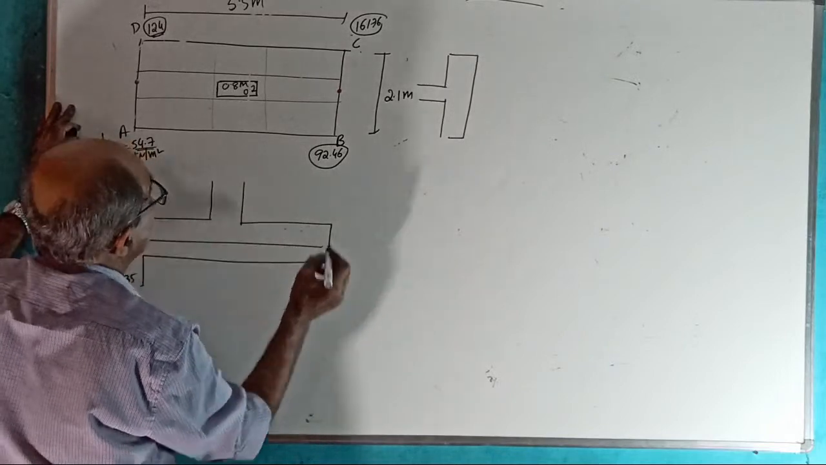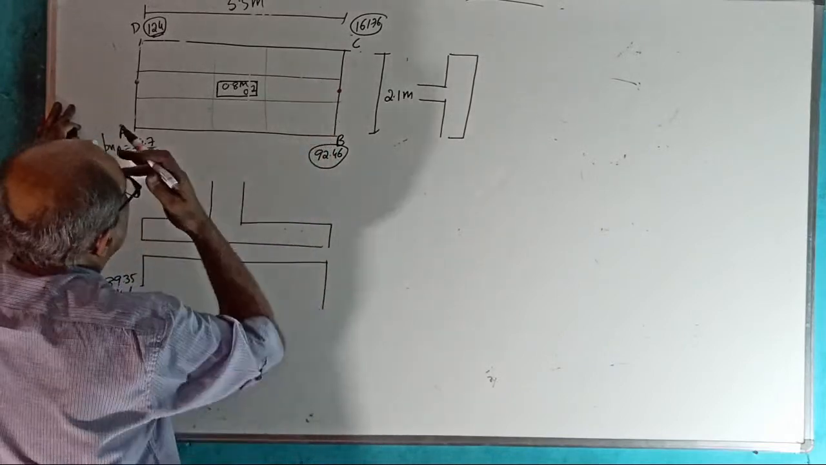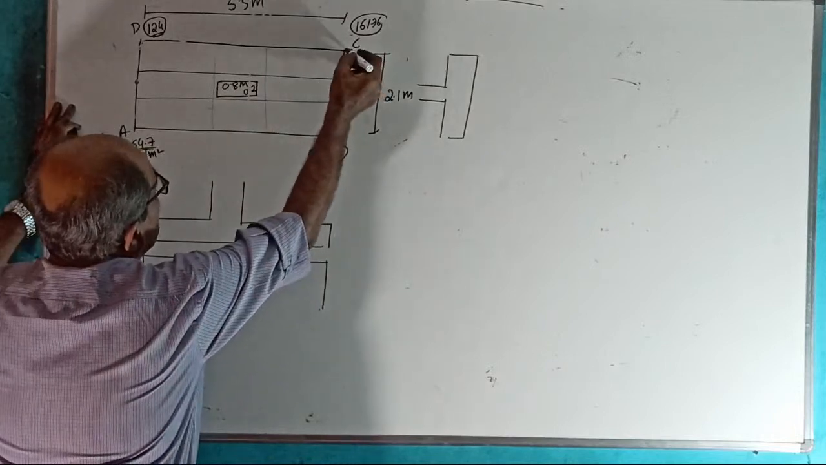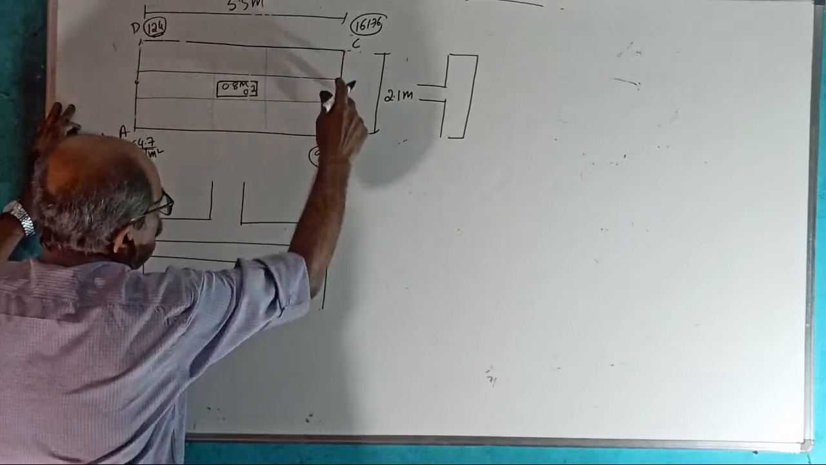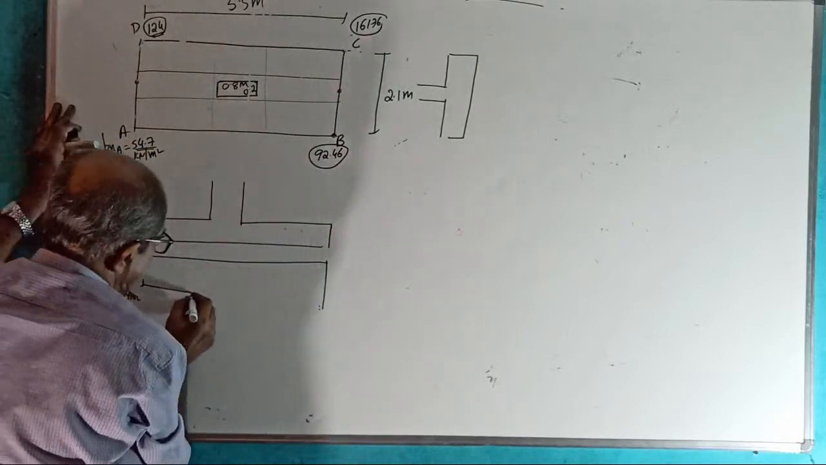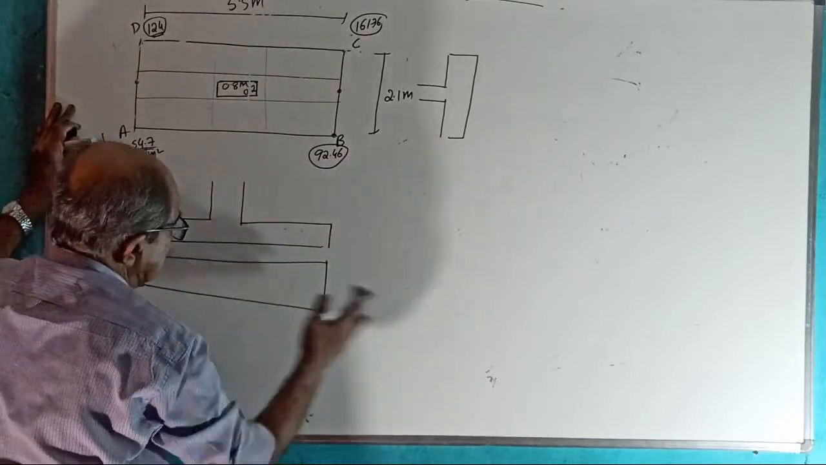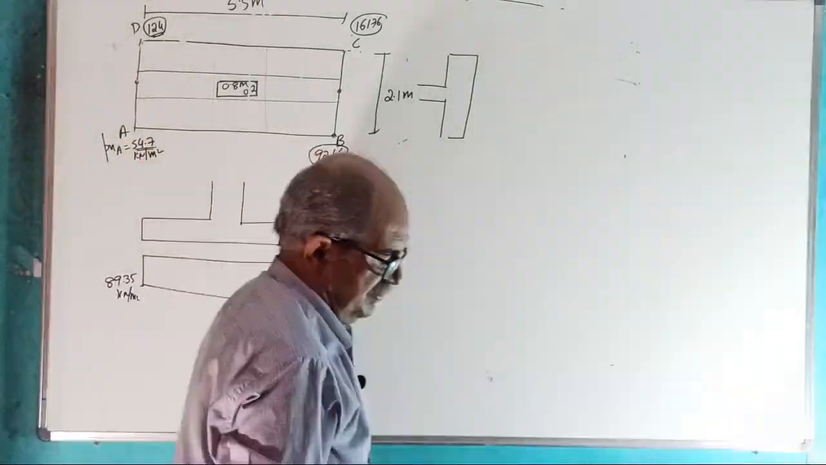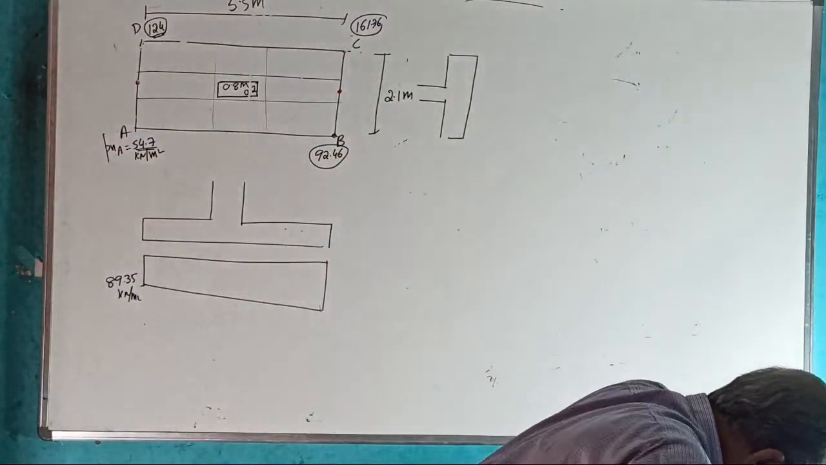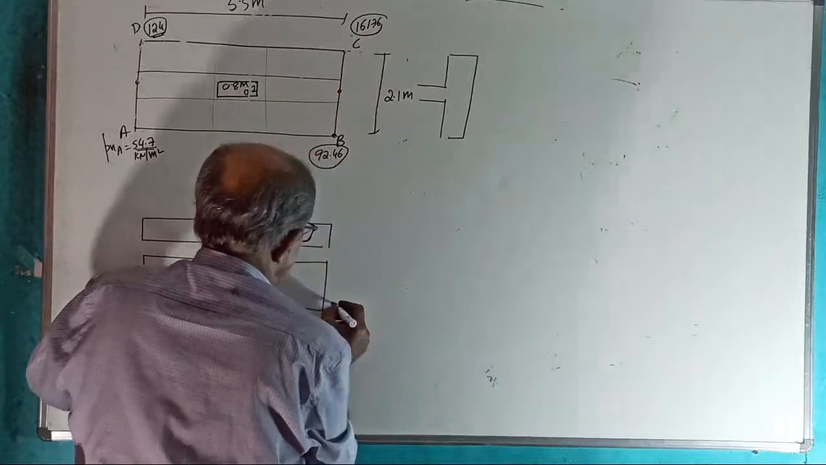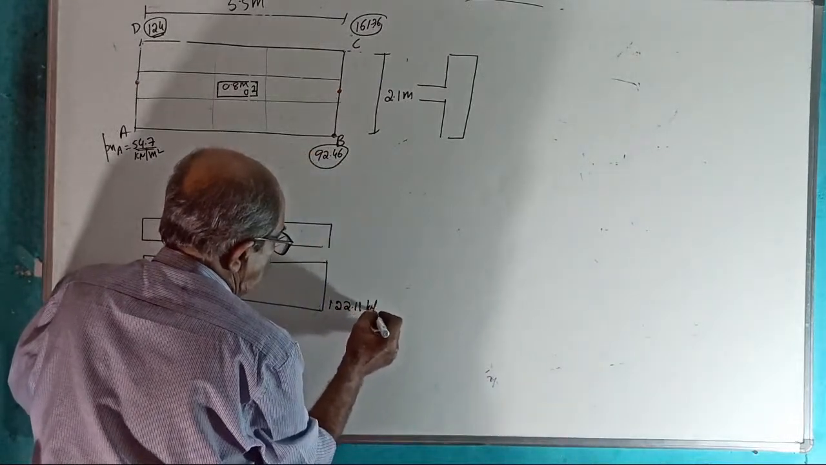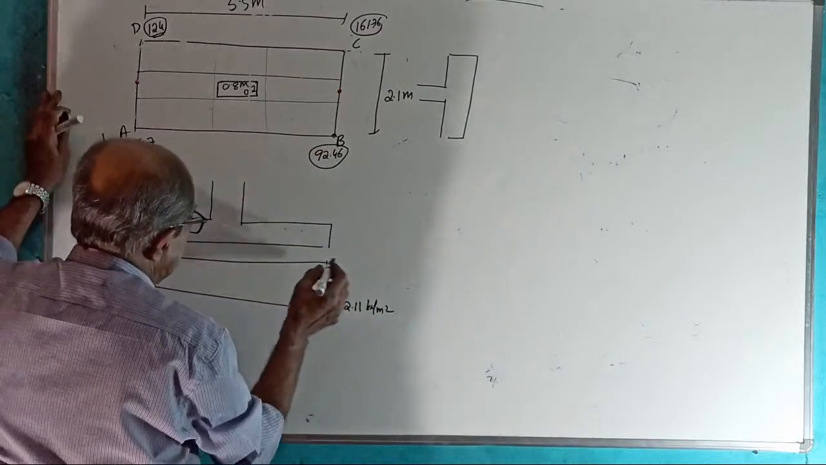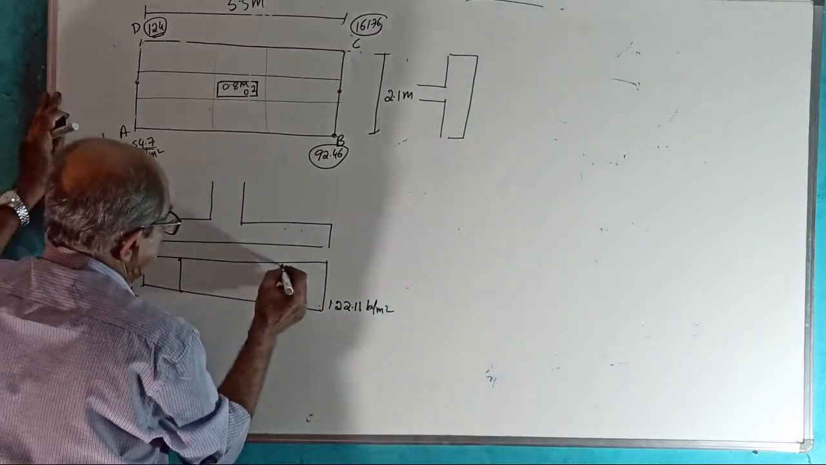And here pressure. How much? 161.76 plus 92.46 divided by 2. This is the pressure variation for lengthwise bending. This pressure, how much? 127.11. Those who are thoroughly studying understand. People who come suddenly and want to understand this, it is their problem. This is the pressure diagram.